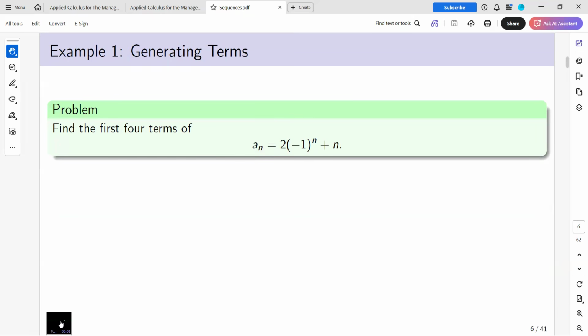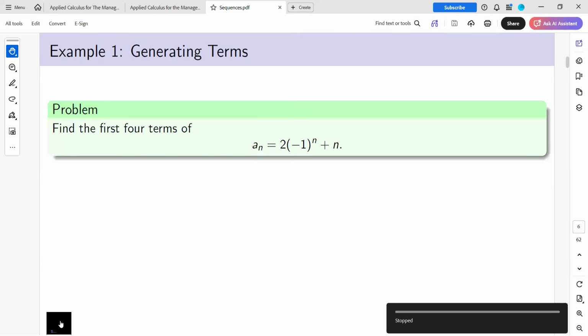Substitute the indices one at a time. The factor -1 to the power n alternates the sign, while the added n shifts each value. Alternating signs are a sequence's way of changing its mind every term.